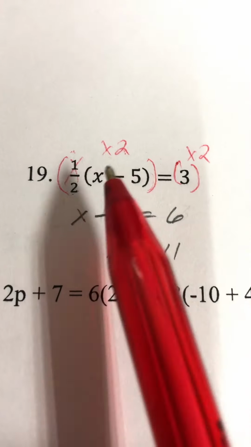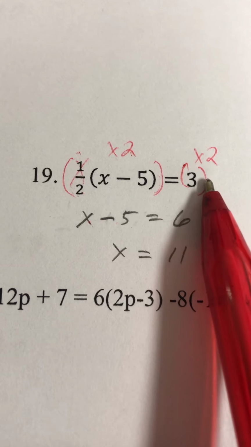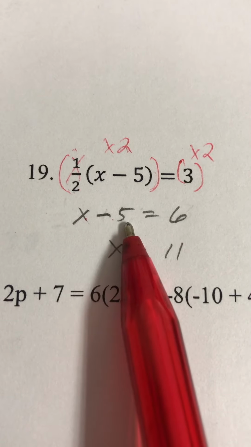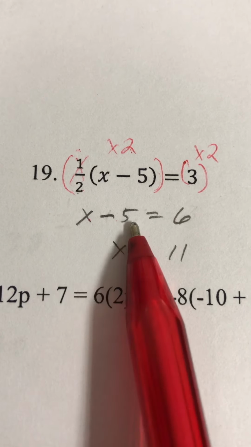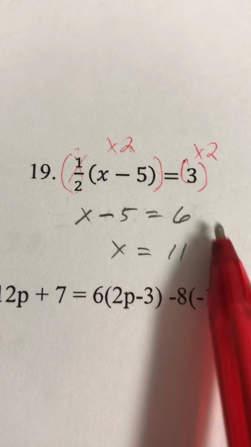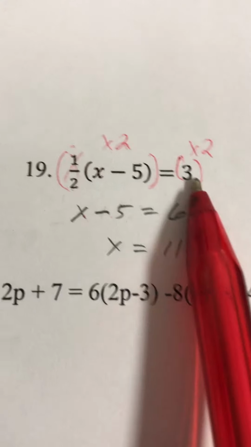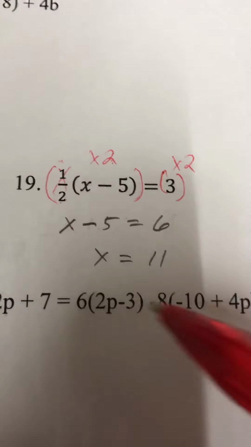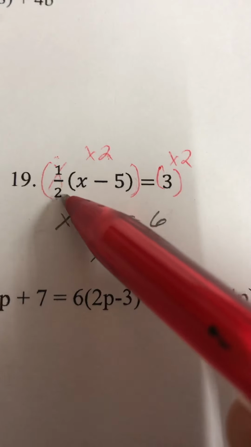Okay, think about that. Half of this amount was 3. So doubling it would be the whole thing, so not half of it anymore, but the whole thing, x minus 5, is going to equal double 3, which would be 6. That makes sense too, okay, when we do that. But that's a good way to get rid of this fraction.